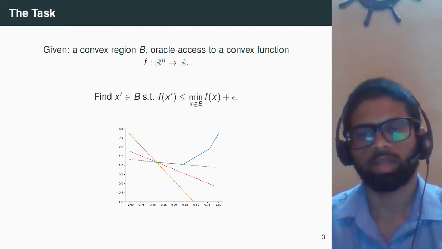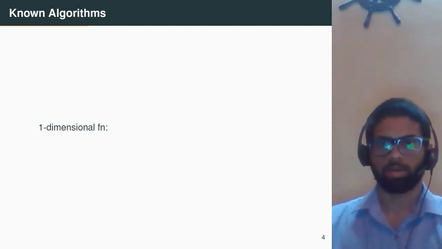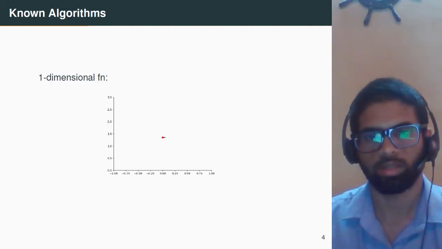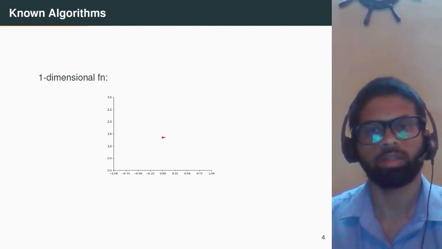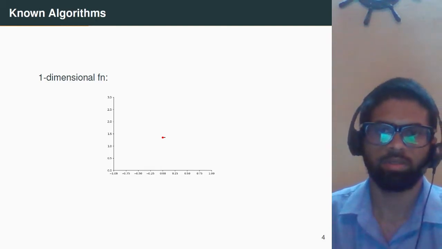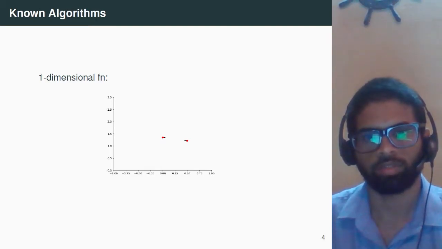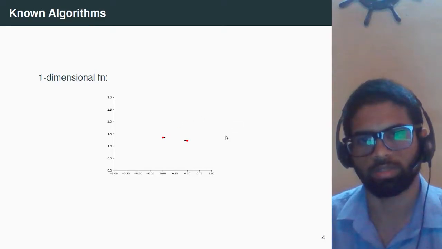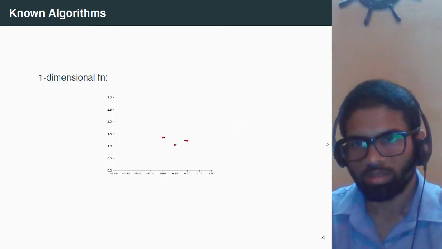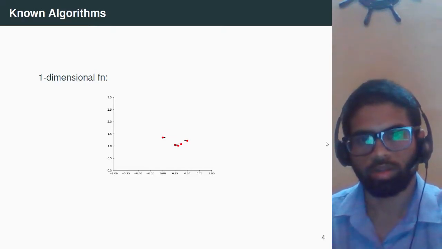The question is, what algorithms do we know for convex optimization? Now, in the one-dimensional case, we can actually perform a binary search. You find the value at one point, you find out in which direction the function decreases, and you restrict your space to just within this region. Now we can continue this and find smaller and smaller values.